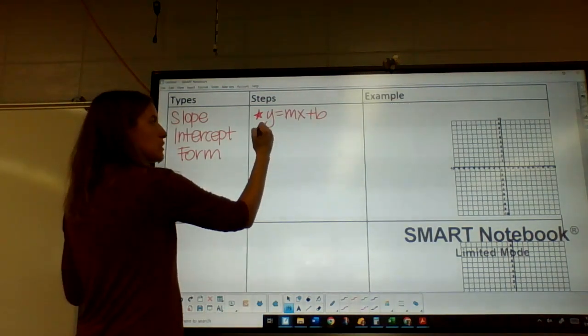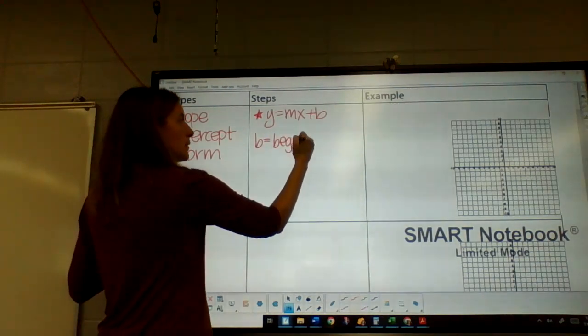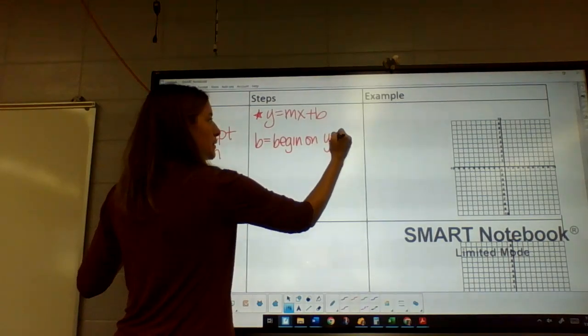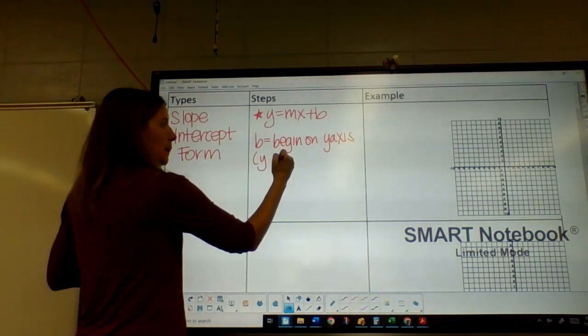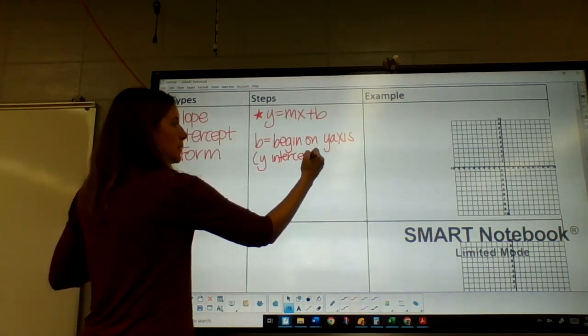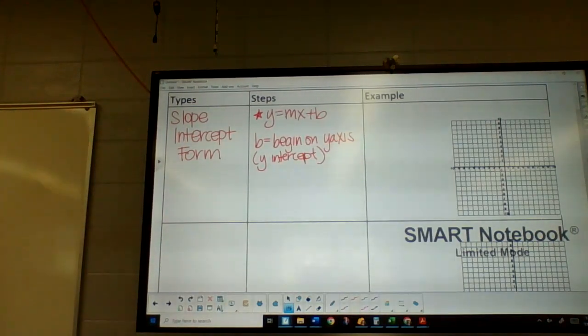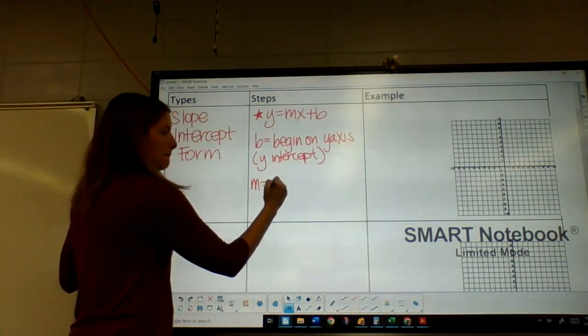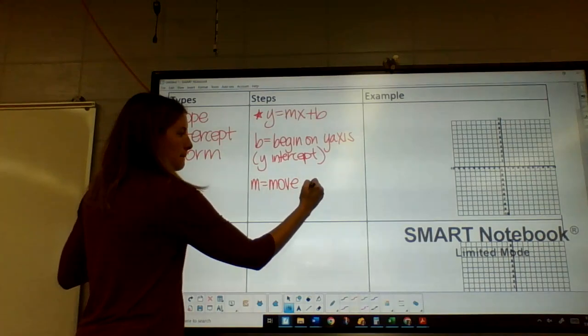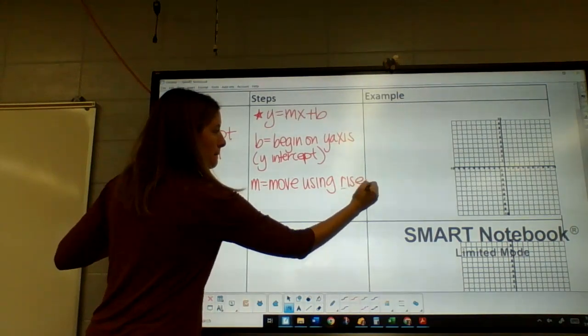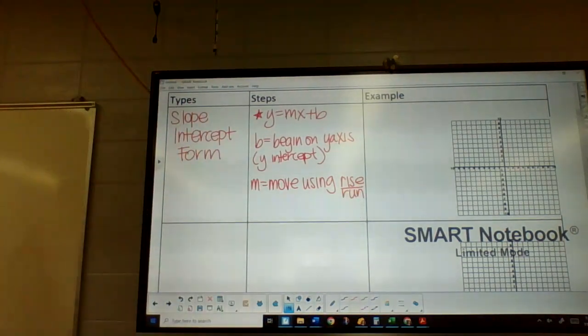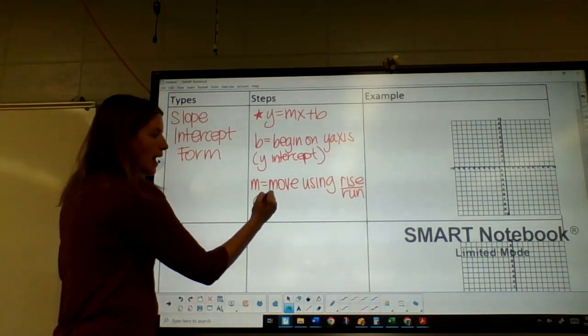And then remember that the b is where we begin on the y-axis. I may ask you guys what the y-intercept is. That's the b. That gets used a ton, throughout all that we do with this. And then the slope is move using rise over run. If you notice, I still had that up over here, so we've been using it so much. And remember, the slope is the m.